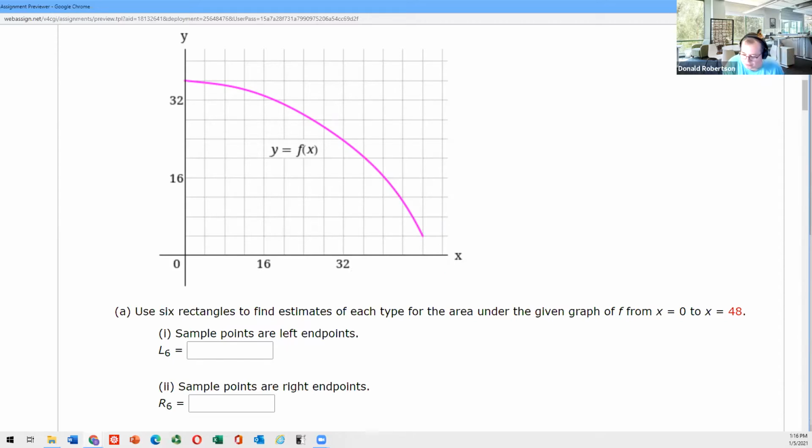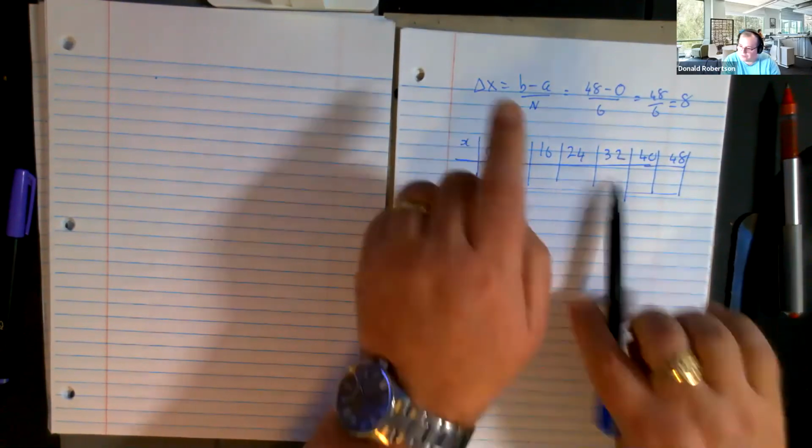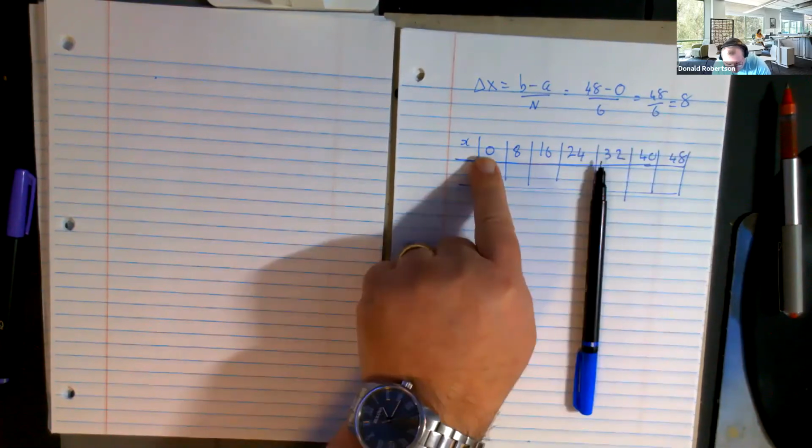And maybe I should just jump back and forward for a few seconds. From that diagram, that graph, I figured out that the width of the rectangles, the delta x, is going to be 8. And that allowed me to create these guys, right?